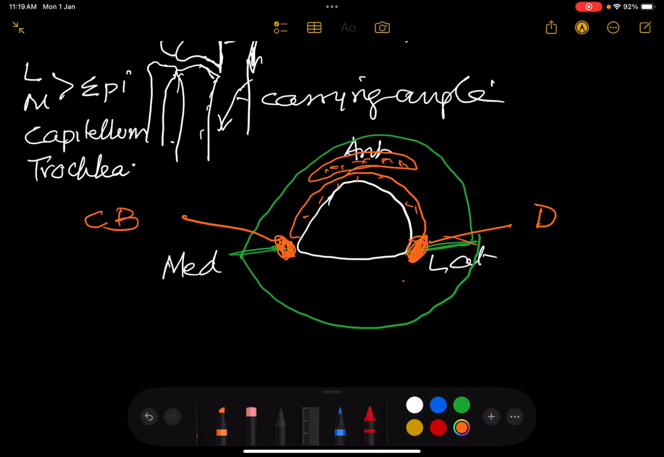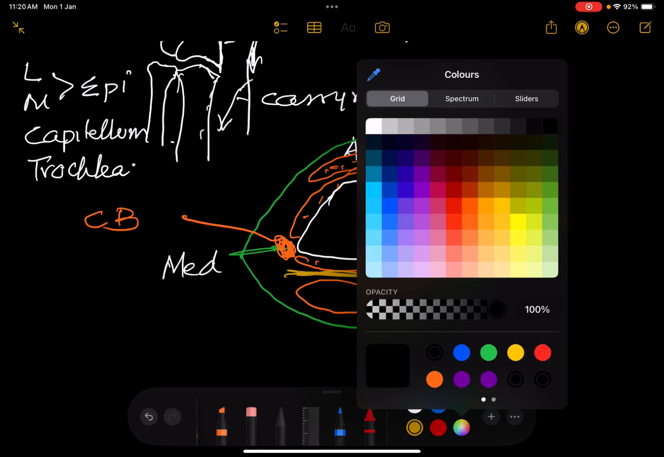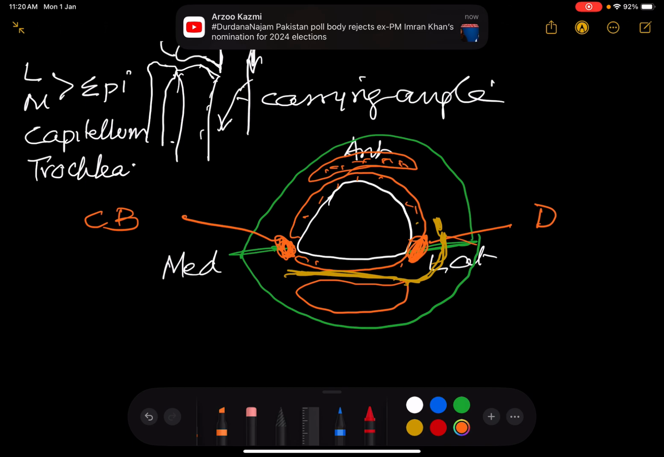Behind you have the lateral head of triceps and the long head of triceps. Then you have the medial head of triceps, and between the two you have the radial nerve winding round the shaft of humerus, piercing the lateral intermuscular septum, becoming anterior, and lying between the brachialis and another muscle here, which is the brachioradialis.